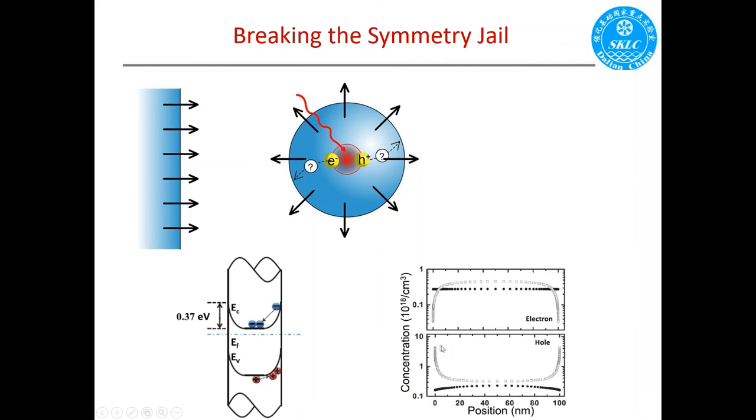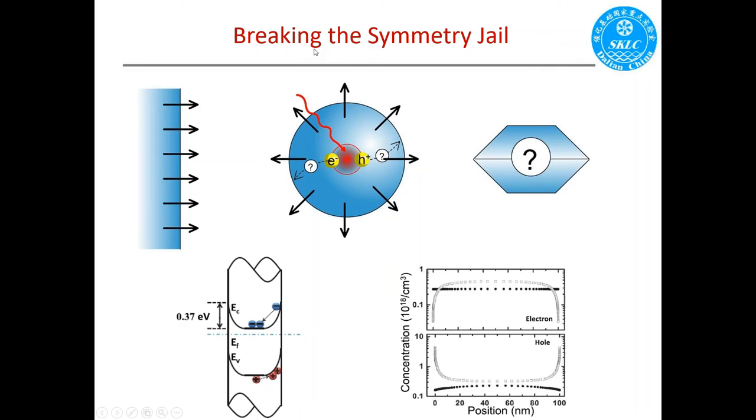So this is not good for photocatalysis, because in photocatalysis we are trying to utilize an equivalent amount of electrons and holes. So we should find some ways to break these symmetries.